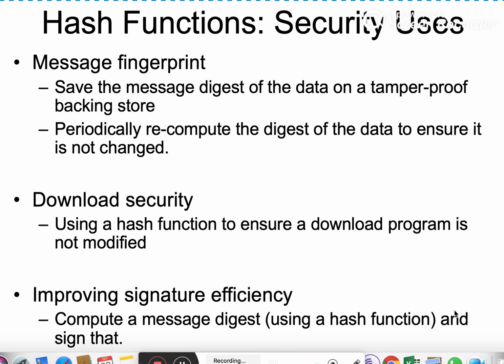Improving signature efficiency. Another application of hash function is that it is used to compute digital signatures. So we will discuss it when we study digital signatures in the coming slides.